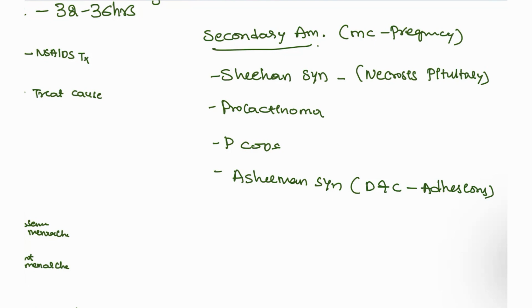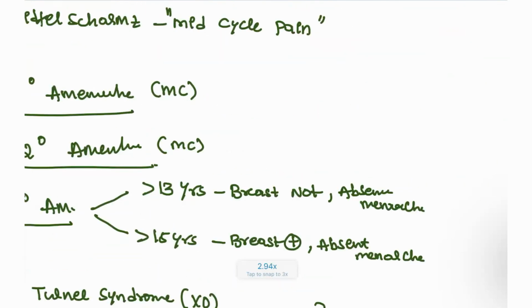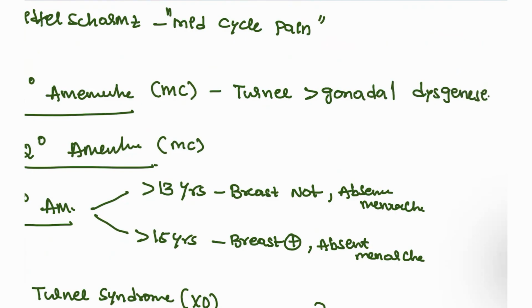Overall, what you have to understand is that the most common cause of primary amenorrhea is going to be Turner syndrome, or we can say gonadal dysgenesis. This is one of the causes. Next, what is the most common cause for secondary amenorrhea? It is going to be pregnancy.